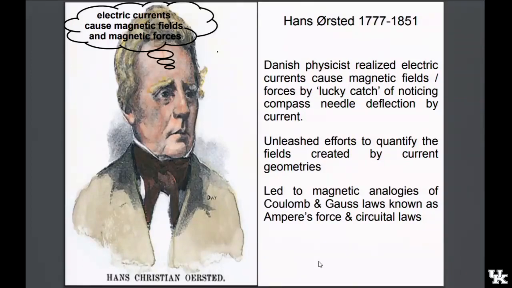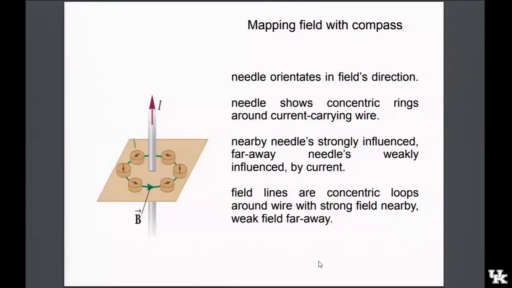You remember Coulomb's law from electricity. You remember Gauss's law from electricity, which are ways of describing exactly how the force and the field work. Ørsted's work led to what's called Ampère's force law and Ampère's second law, called Ampère's circuital law, which are equivalents of Coulomb's law and Gauss's law in describing how magnetic fields work. So I wanted to show you first in a couple of slides two ways that you can really picture, visualize magnetic fields from electrical currents.